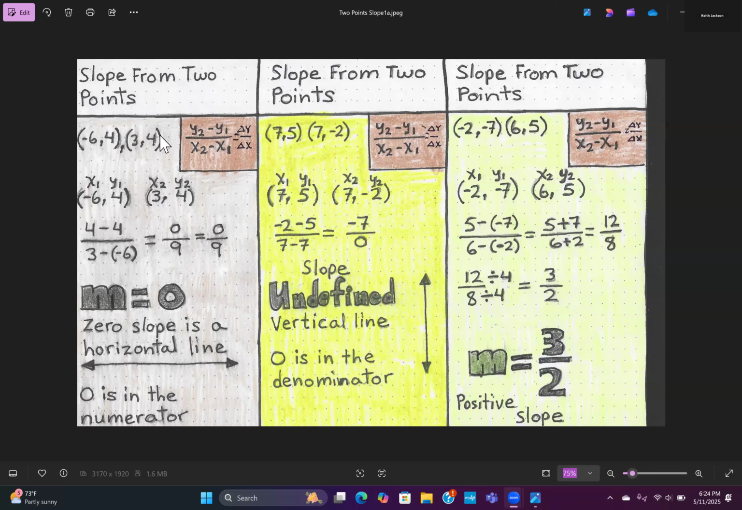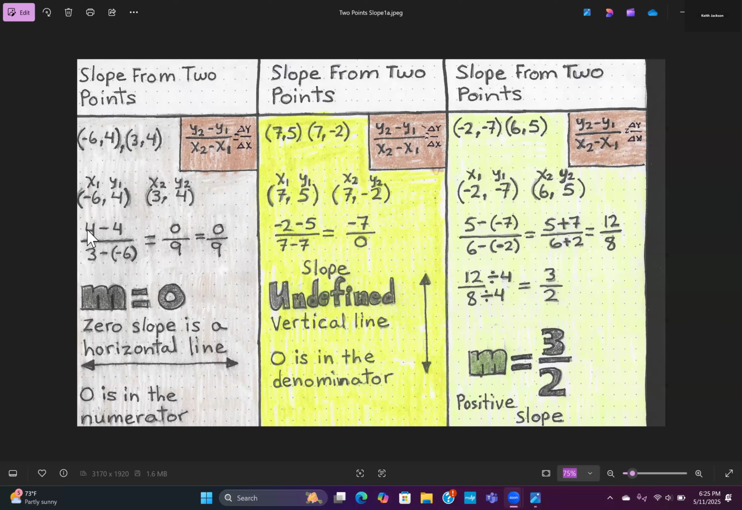What we're going to do is keep things nice and neat and in order. We're going to use our x sub 1 over here and our x sub 2 over here, and then our y sub 1 and our y sub 2. We're going to neatly put them into this formula, just like you see right here. So we're going to say 4 minus 4, this 4 minus this 4 on the top, and then this 3 minus a -6 at the bottom.